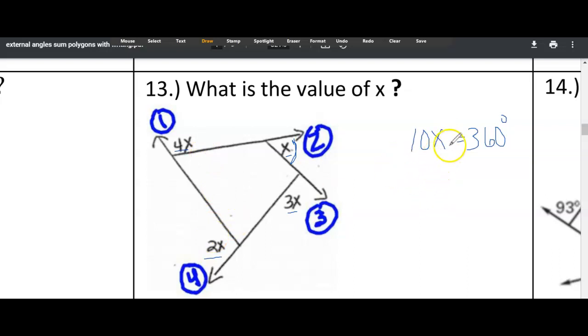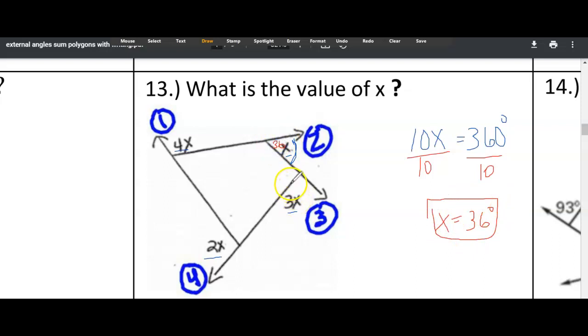Yep, 10x. And now you just saw it. There's no other numbers here, so that's it. So just solve. You don't have to subtract or anything. Just divide by 10. Go ahead and find your answer. Okay, you should have gotten 36 degrees. So that means that this angle here is 36 degrees.